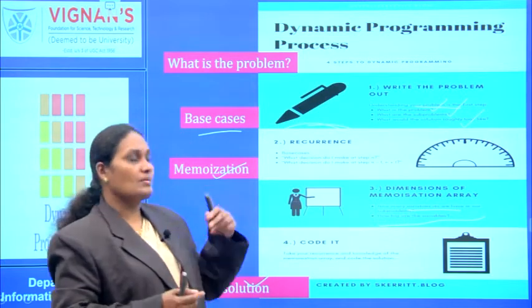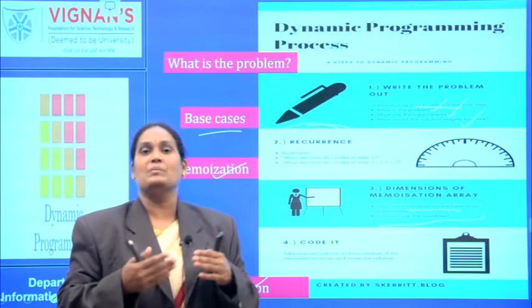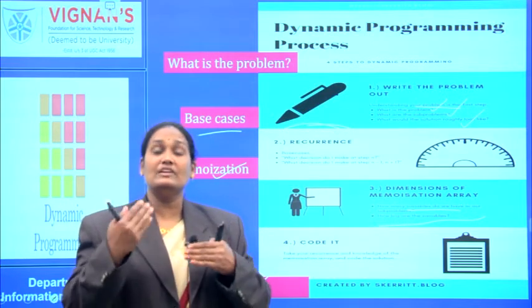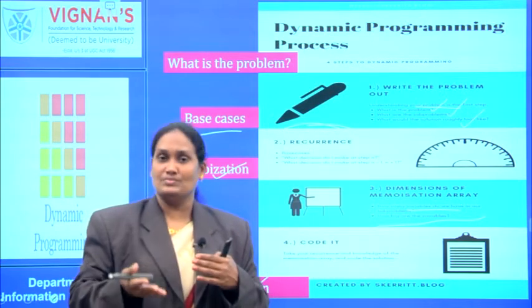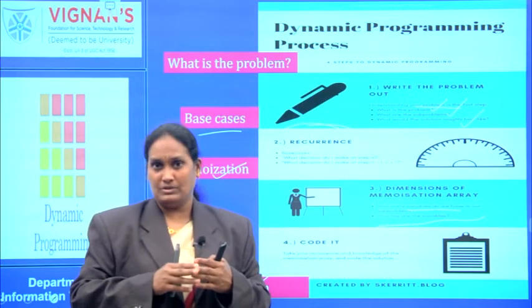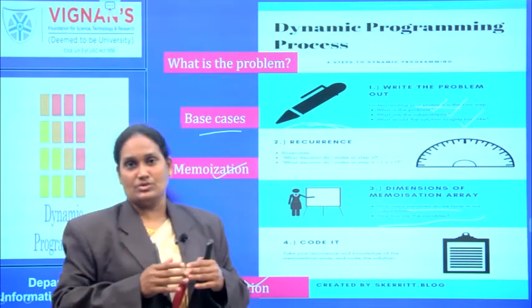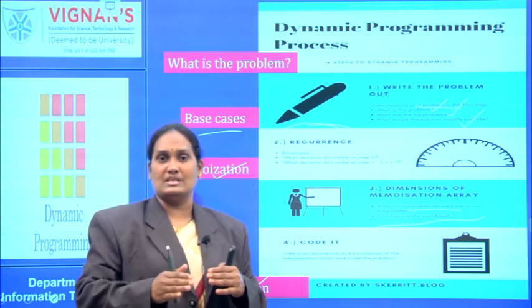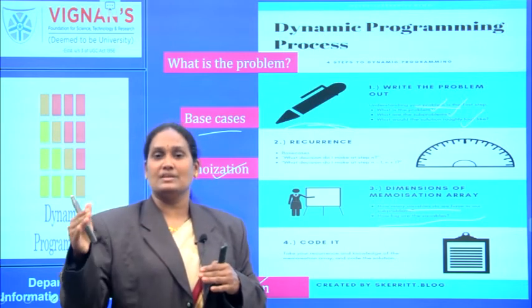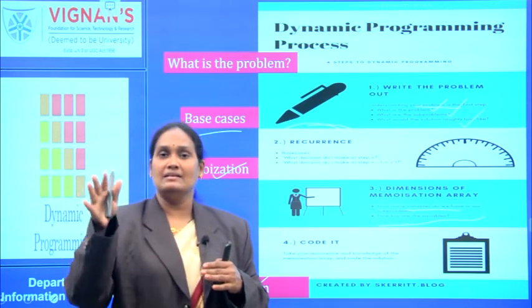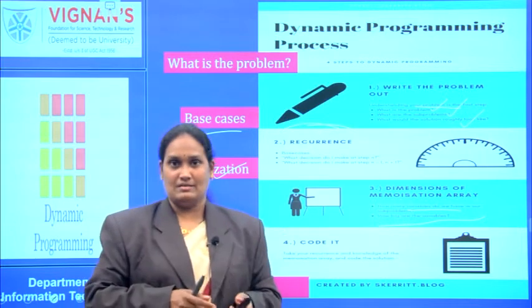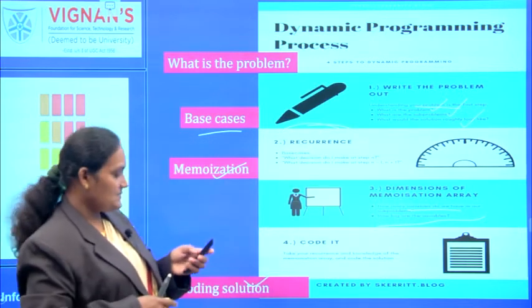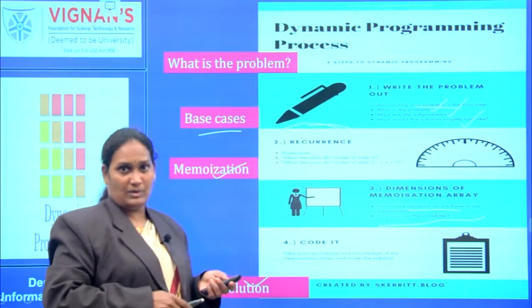And the third one is memoization, which is nothing but the tabulation of the results. Here we need to decide what is the size of the table for the given input, and finally code the solution. After getting all the solutions, we can write the solution for the given problem. How to write that particular solution. All these are the various steps that are present in the process of dynamic programming.